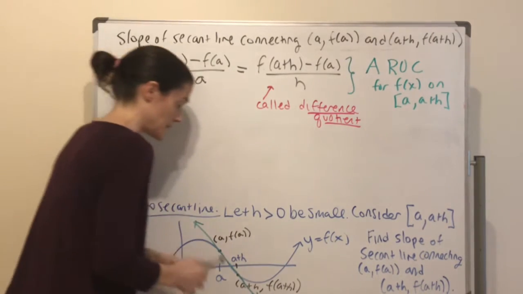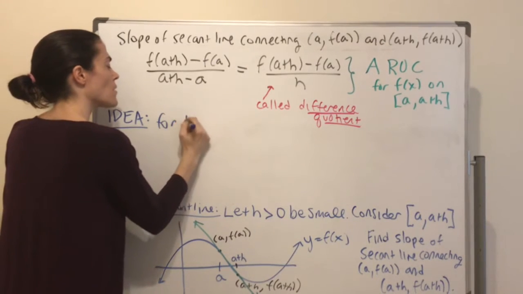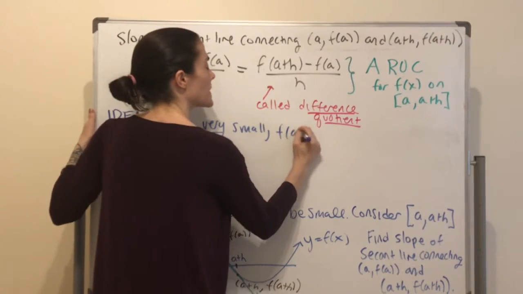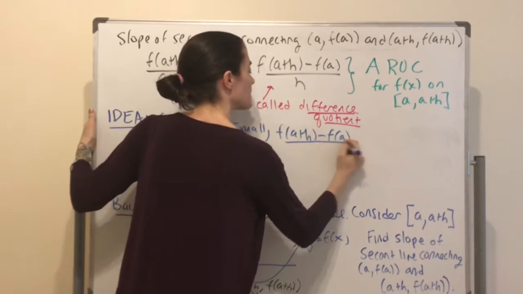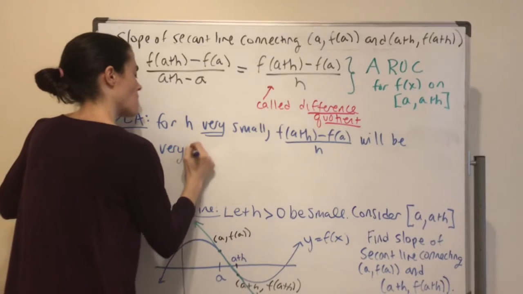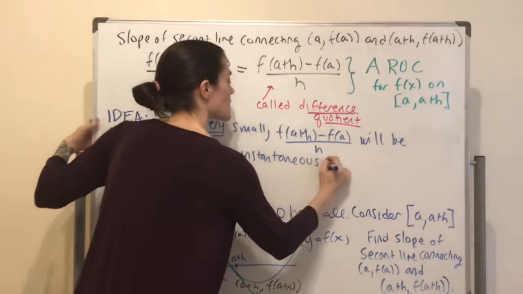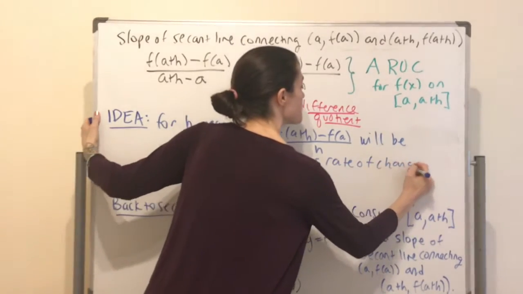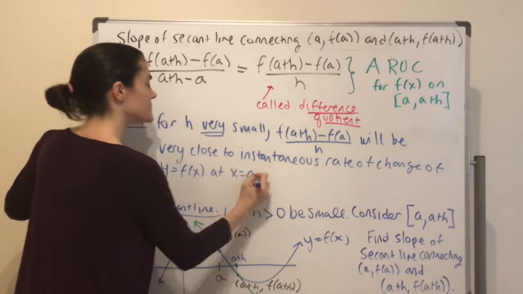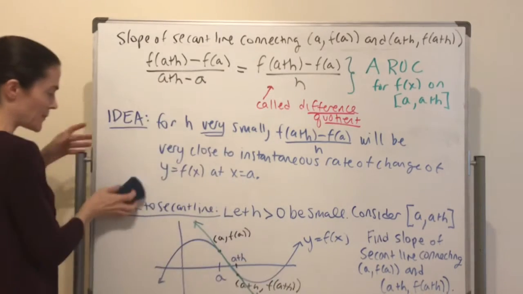So let me write this in maybe blue. The idea: for h very small, this will be very close to the instantaneous rate of change of the function at x equals a. Okay? Now, let's look at an example.